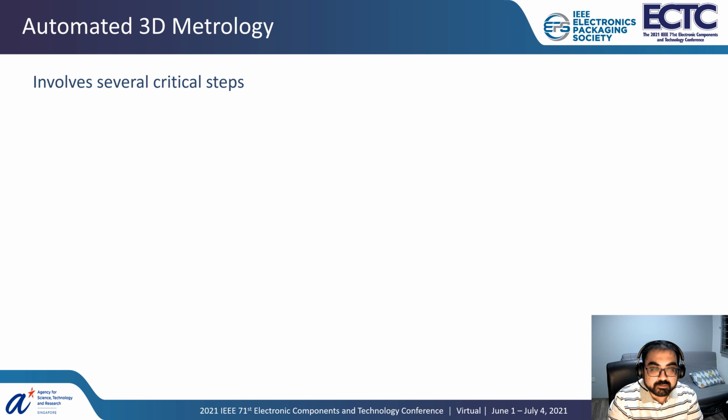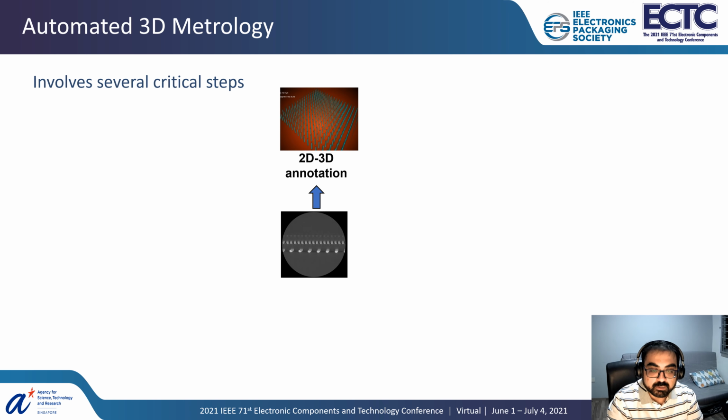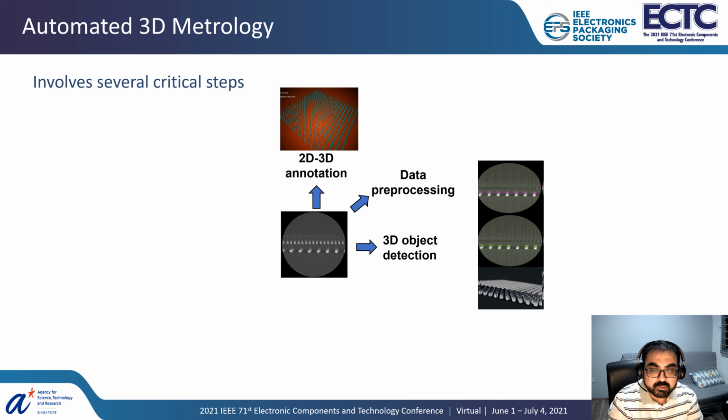So automated 3D metrology, the AI package as a whole, requires multiple steps. First of all, given the data that you have fabricated and measured using the XRM tool, you need to annotate the data in 2D or 3D. After that, we need to process the data. This can be a pre-processing step where we clean up the data, or we identify the data that we need to use in our AI models.